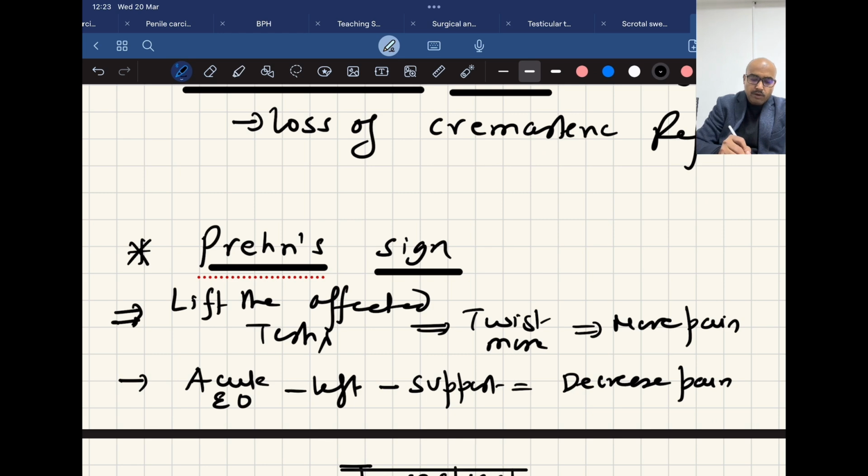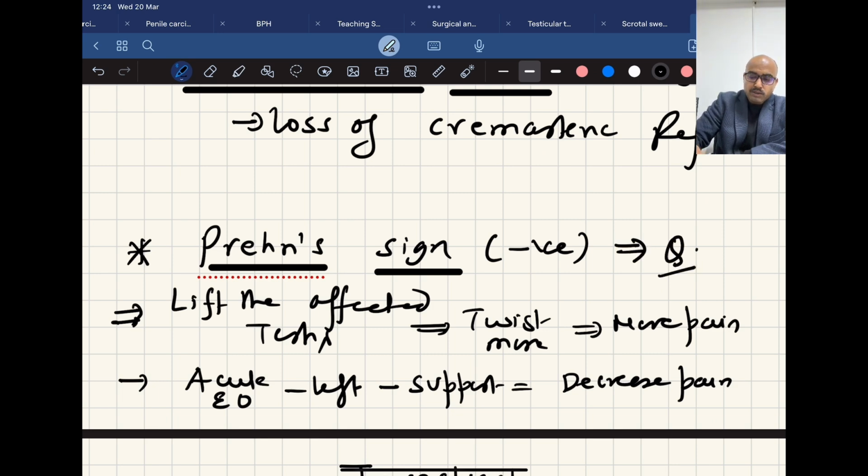Here, if you lift, it will go upward and twist more. That's why the pain is more. That's why in the case of torsion testis, this sign is negative. Why negative? Because usually when we support, the pain should be relieved, right? But here it is increased. That's why we say negative Prehn's sign. The meaning is if you lift up, it will have more pain.